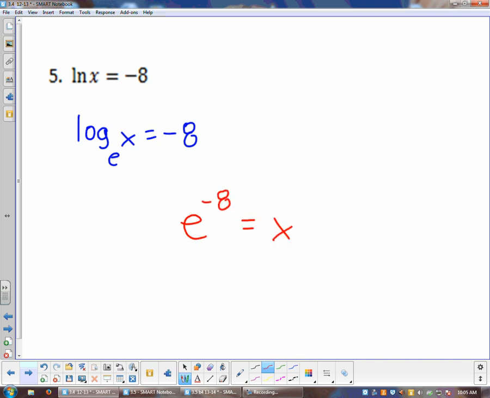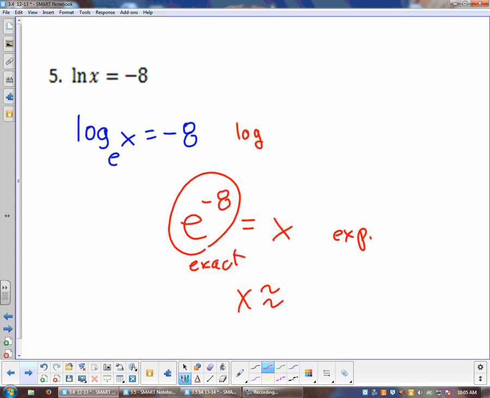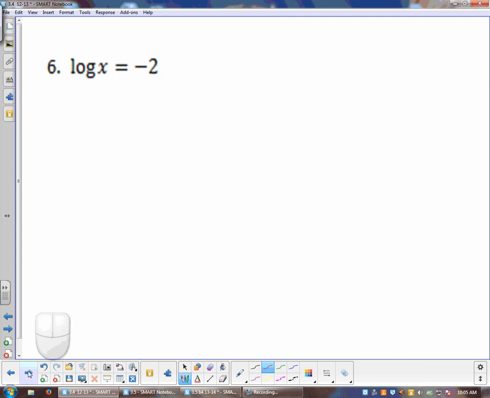All right, so we went from log form to exponential form, and now we can use our calculator, because this would be our exact answer. But if we want a decimal approximation, x is approximately what? 0.000335? Are we okay with this? All right, let's take a look at the next one, number 6, log x equals -2. How would we go about solving that one, Jessica?